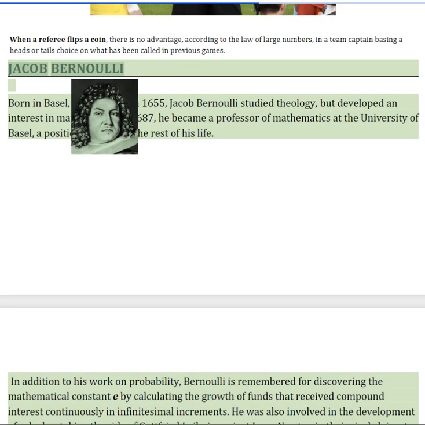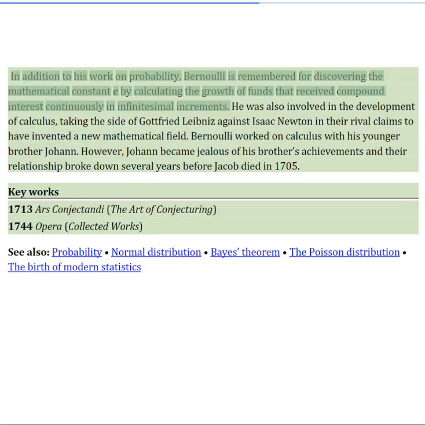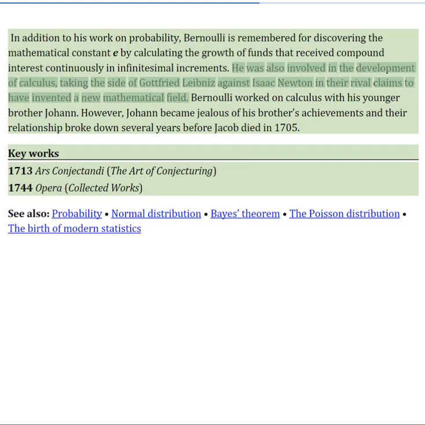Jacob Bernoulli. Born in Basel, Switzerland, in 1655, Jacob Bernoulli studied theology, but developed an interest in mathematics. In 1687, he became a professor of mathematics at the University of Basel, a position he held for the rest of his life. In addition to his work on probability, Bernoulli is remembered for discovering the mathematical constant e by calculating the growth of funds that received compound interest continuously in infinitesimal increments. He was also involved in the development of calculus, taking the side of Gottfried Leibniz against Isaac Newton in their rival claims to have invented a new mathematical field.